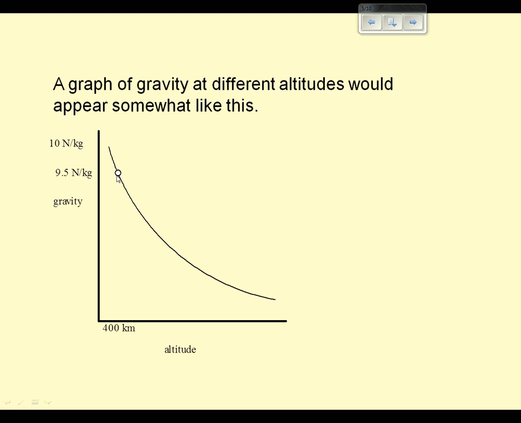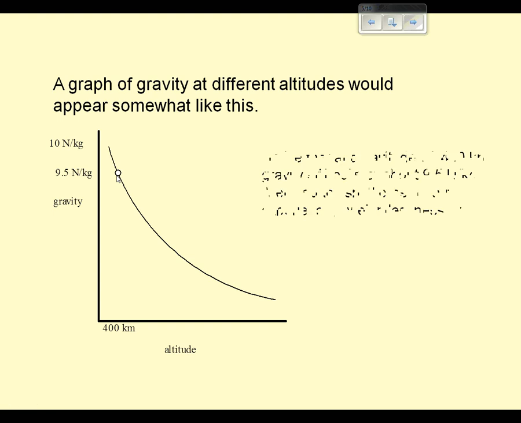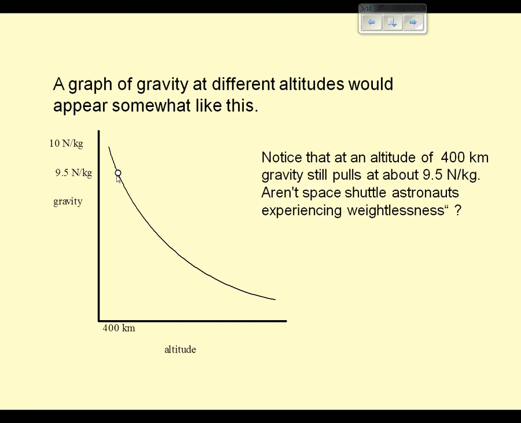And there's a note here on the side that says, notice that at an altitude of 400 kilometers, gravity still pulls at about 9.5 newtons per kilogram. So every astronaut is experiencing a gravitational field strength of about 9.5 newtons per kilogram. The International Space Station is a little higher than 400 kilometers, I think. Aren't these space shuttle astronauts experiencing weightlessness?